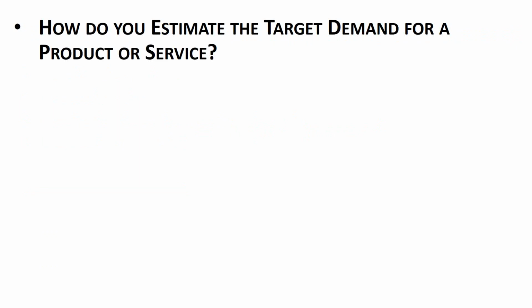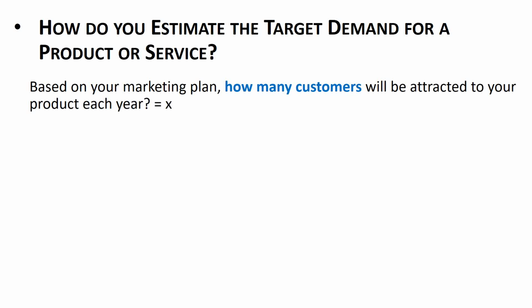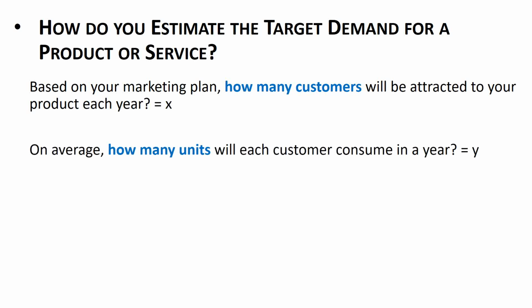How do you estimate the target demand for a product or service? Well, based on your marketing plan, how many customers will be attracted to your product each year? So in our case, we say we are targeting those who come to the Dome game. We say 100,000 are coming, 5,000 we expect will get attracted to our product. Then the next question is, on average, how many units will each customer consume in a year?